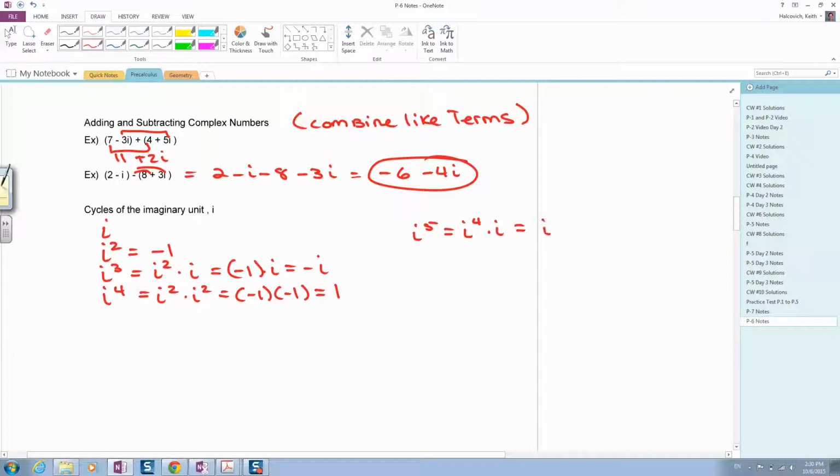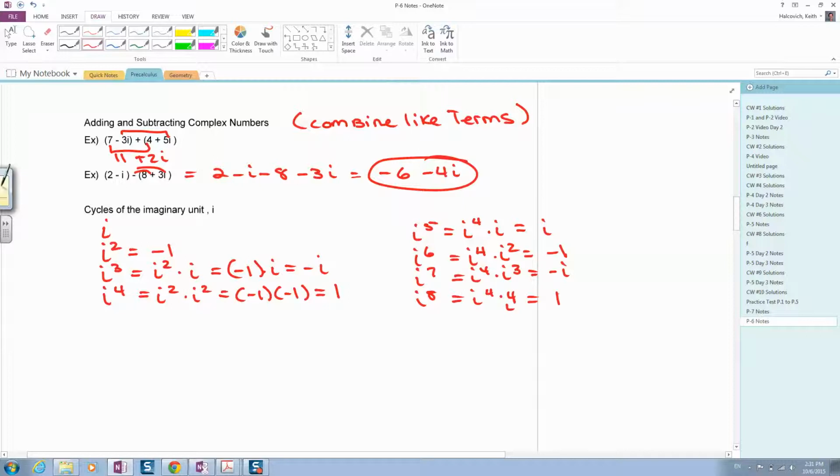Now if I went i to the fifth, notice that gets me right back to i. i to the sixth, notice that gives me -1, or i squared. i to the seventh gives me -i, or i to the third, and i to the eighth gets me back to 1.